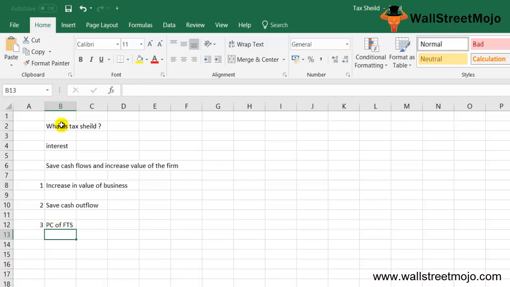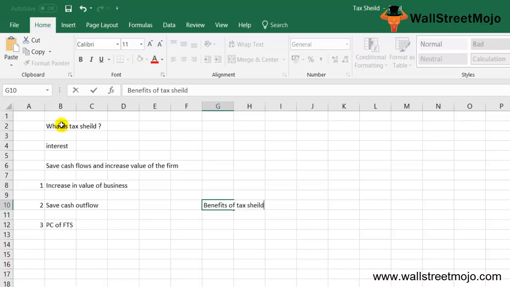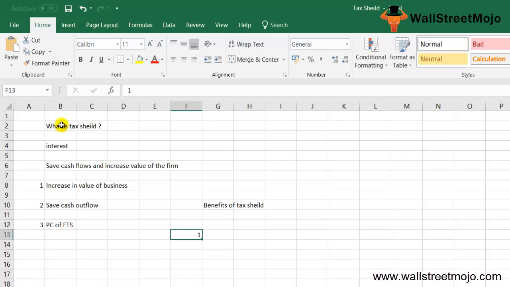Now let's understand some of the importance and benefits of the tax shield. Tax shield lowers the tax bills, which is one of the major reasons why taxpayers, whether individuals or corporations, spend a considerable amount of time determining which deductions and credits they qualify for. So there are some benefits of the tax shield. Let's understand each one by one. Benefits of tax shield.